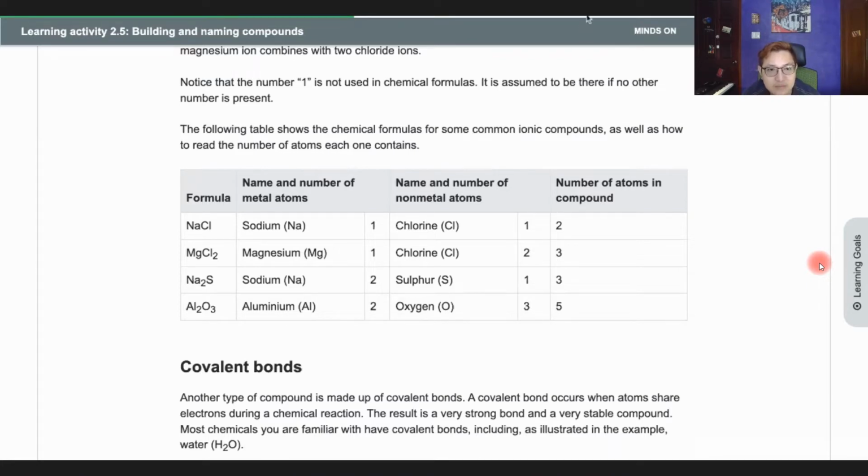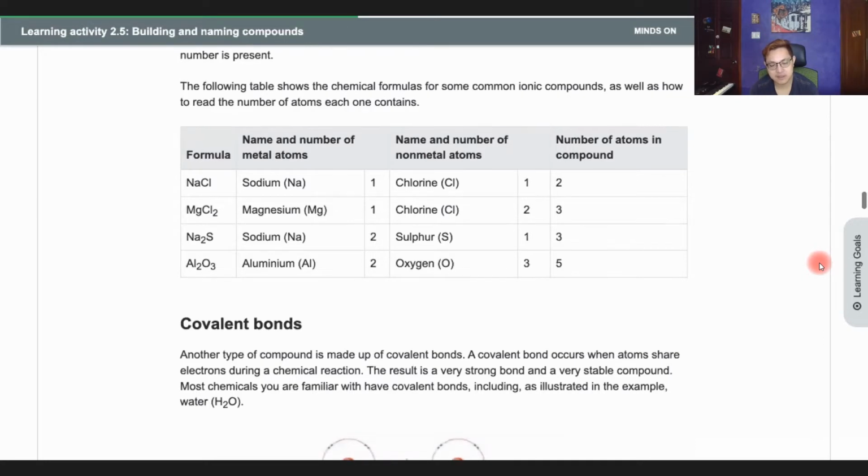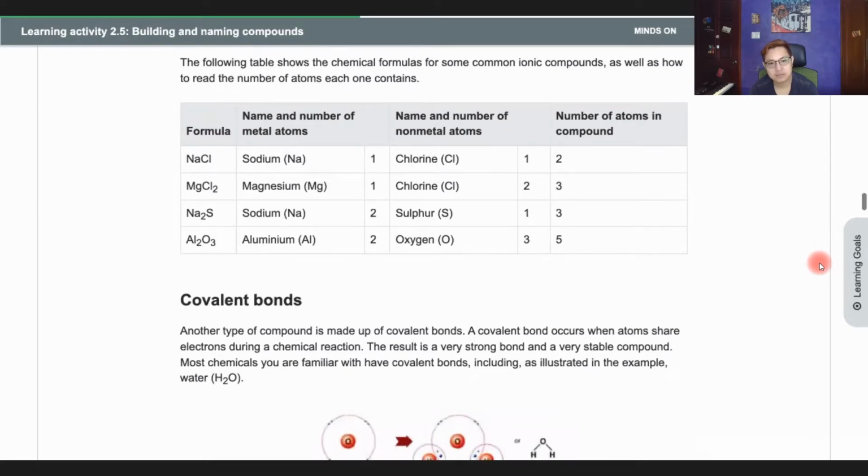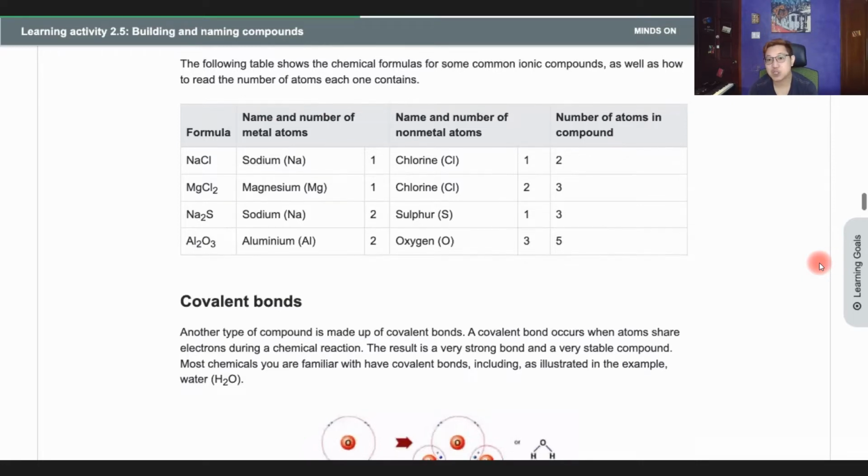Covalent bonds. Another type of compound is made of covalent bonds. When atoms share electrons, that's a covalent bond. Covalent means sharing. Sometimes they share equally, and sometimes they don't share equally. Like for example, 4-6 instead of 5-5, or sometimes 3-7, or sometimes 2-8. So it's still sharing, but sometimes it's not equal, and sometimes it's equal too.